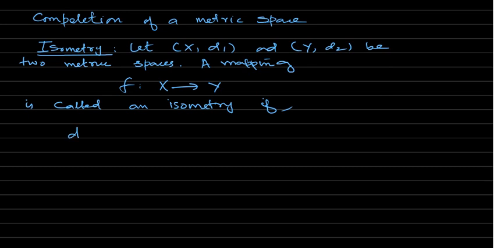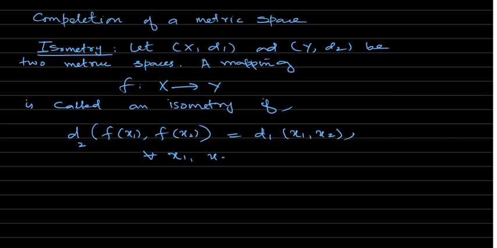It is called an isometry if the distance between the images of any two points, say x1 and x2, d2 of f(x1) and f(x2), because f(x1) and f(x2) are in Y, and on Y the metric is d2, is the same as the distance between the points x1 and x2. This should hold for each pair of points x1, x2 belonging to X.